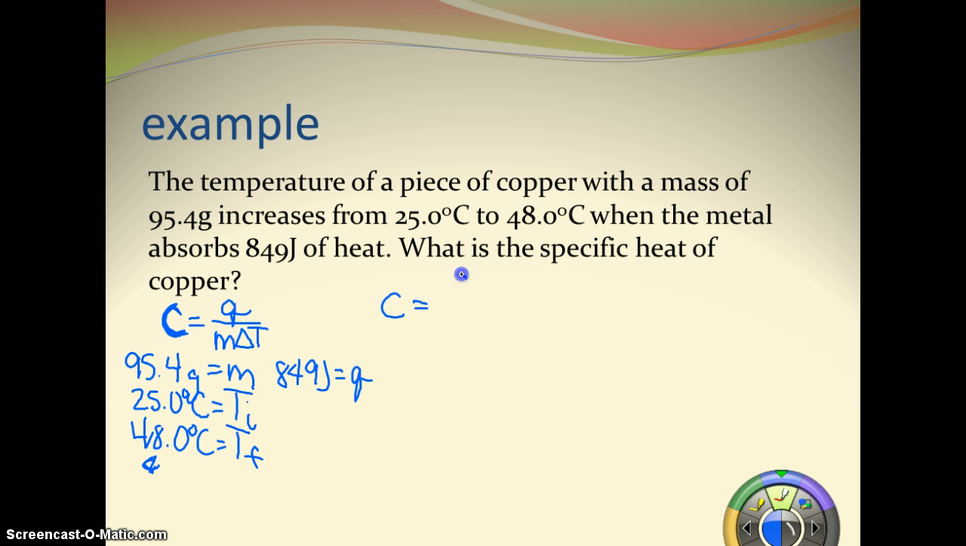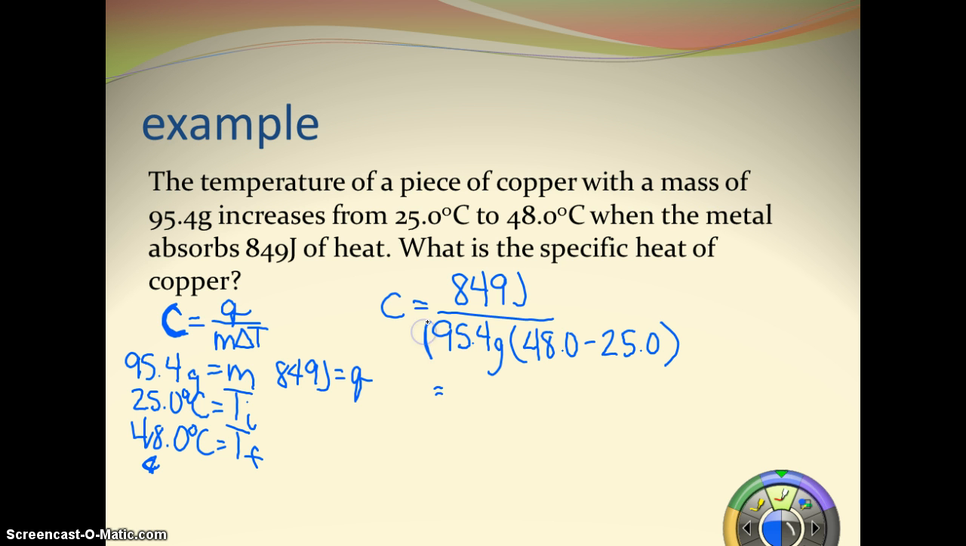So C is going to equal 849 joules divided by 95.4 grams times T final minus T initial. Make sure you watch your parentheses when you're doing this. Make sure the denominator is in its own set of parentheses there. So 849 divided by 95.4 times 48 minus 25.